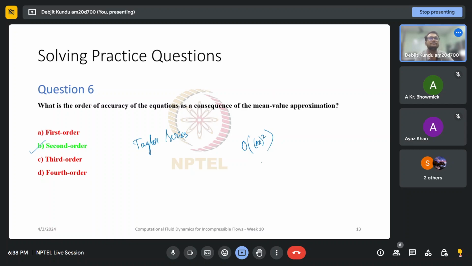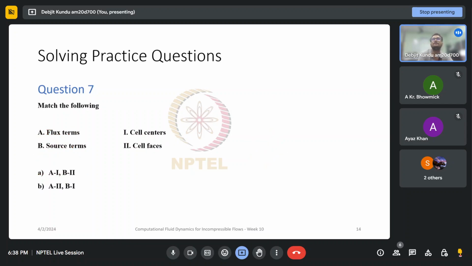All right, good. So we'll move along. We'll move on to question number 7, which is a match the following type of question, which is asking us to match flux terms and source terms with cell centers and cell faces. Where are these stored in finite volume method generally?